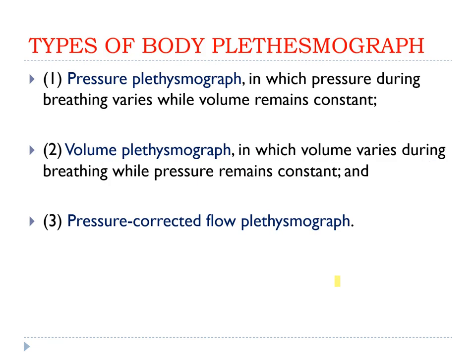There are basically three types of body plethysmograph. One is a pressure plethysmograph, in which the volume remains constant. Then the volume plethysmograph, in which volume varies and pressure remains constant. And a pressure-corrected flow plethysmograph.